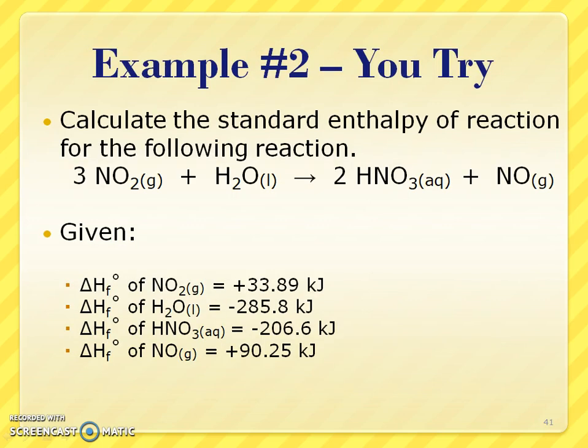So why don't you give it a go? What I strongly suggest is find the value of 3 NO2s, find the value of 1 H2O, find the value of 2 HNO3s, and find the value of 1 NO. Then I would strongly suggest adding your products up. Then I would take your overall product number minus your overall reactant number. So pause and see if you can do the math correctly.